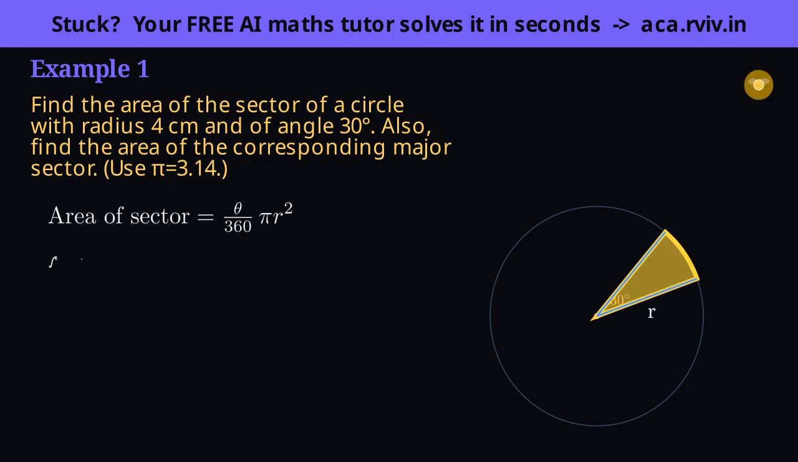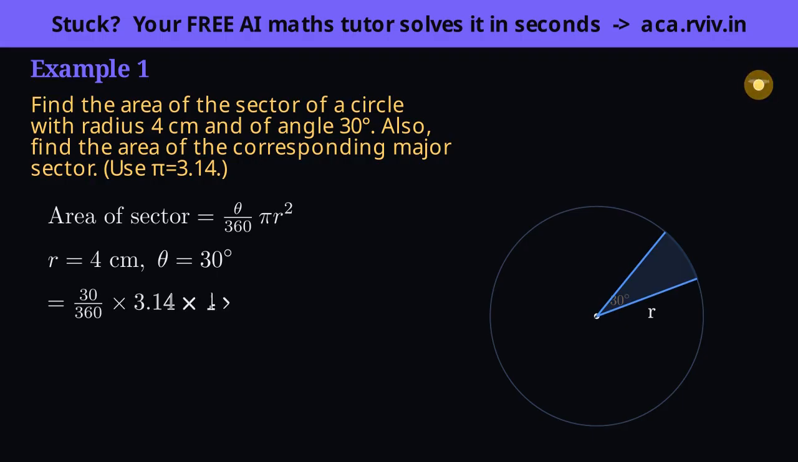Before substituting, let's clearly list what the question gives us, so nothing goes astray. The radius r is 4 centimeters, and the angle theta of this slice is 30 degrees. The question also tells us to use pi as 3.14. We respect that. Now we simply put those numbers where the letters were, so every symbol turns into an actual value. Theta becomes 30, r becomes 4, and 4 squared is written as 4 times 4 so you can see nothing is hidden.